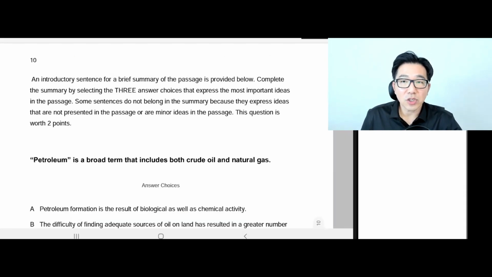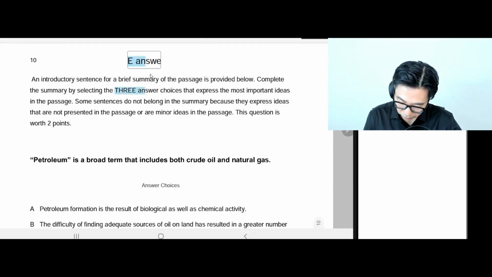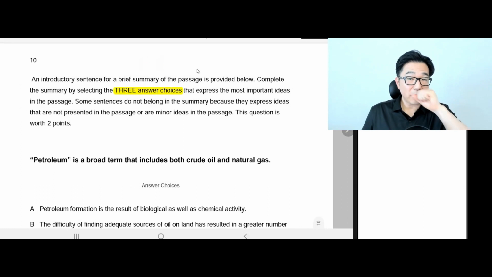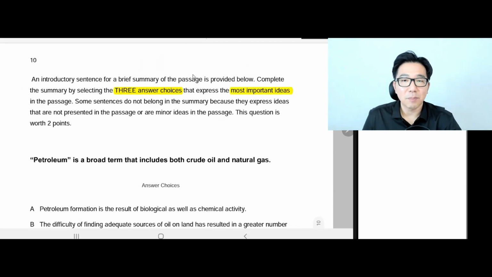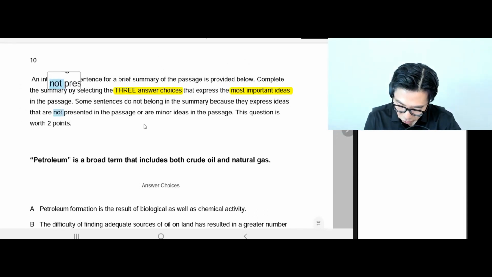Okay, question 10. Let's do this to finish. An introductory sentence for a brief summary of the passage is provided below, as you know. Complete the summary by selecting 3 answers, as you know. We need to choose 3 answers that express the most important ideas. So we only need main ideas, important ideas, not minor detail. Some sentences do not belong in the summary because they express an idea that is not presented in the passage. So, wrong information.